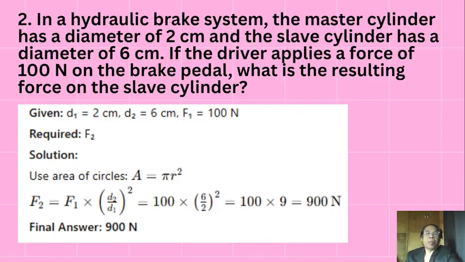F2 is equal to F1 times, instead of A2 over A1, we are going to use D2 over D1 in parentheses, squared. It's just the same. Substitute the given data, you will be getting a final answer of 900 Newton. Take note of the master cylinder and the slave cylinder. The master cylinder is the smaller one, and the slave cylinder is the bigger one.